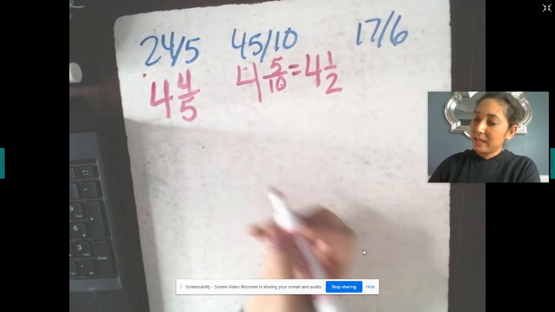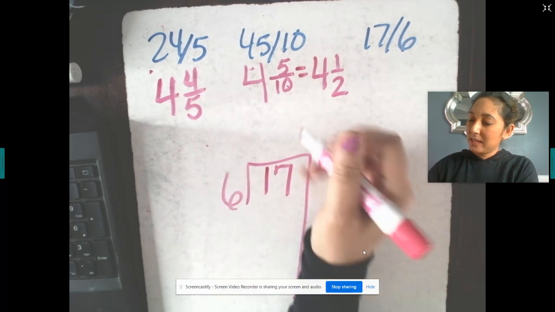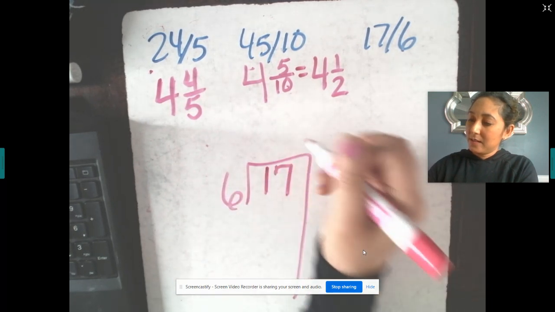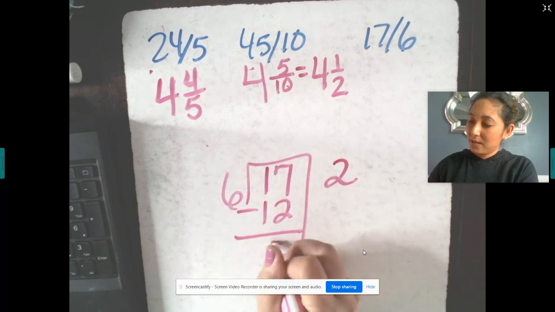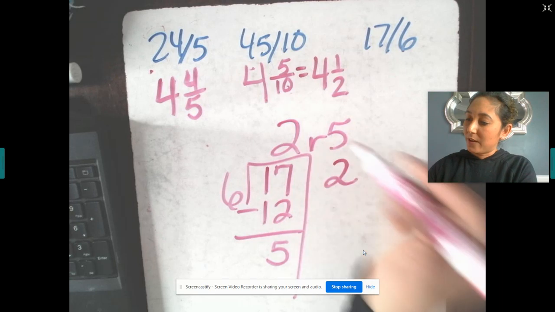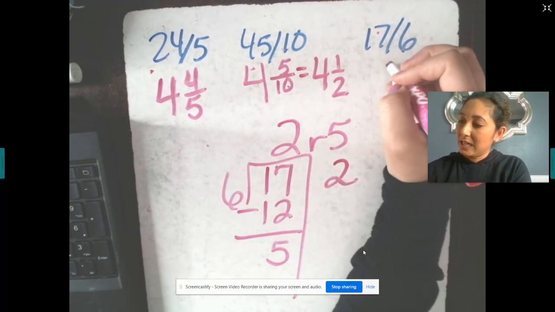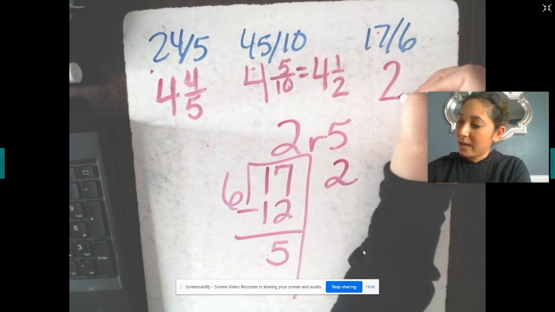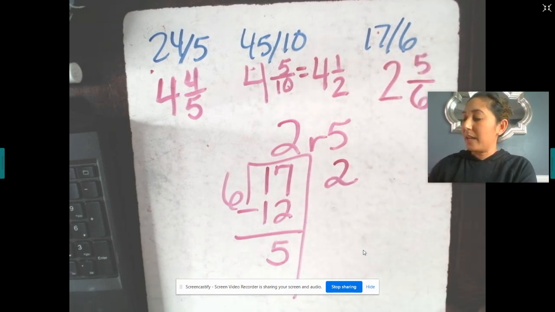And the last one, 17 sixths. 6 times 2 is 12. And we have 5 left over, so 2 remainder 5. So 6 goes into 17, 2 whole times with a remainder of 5, and our denominator is 6.